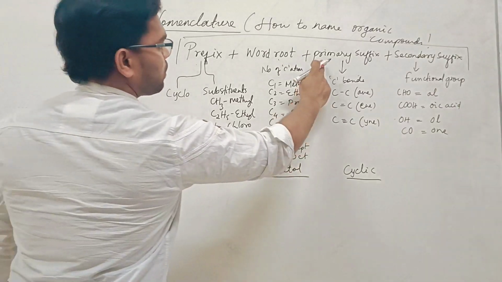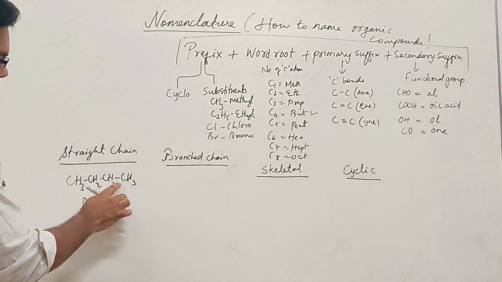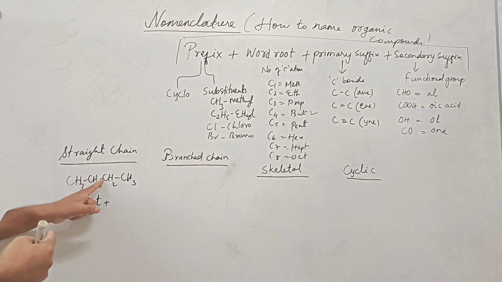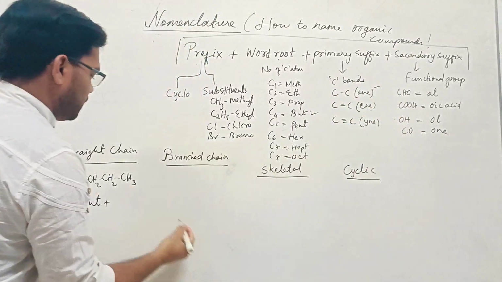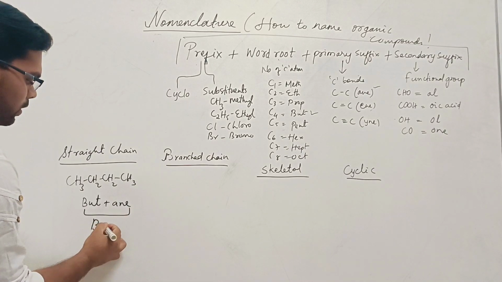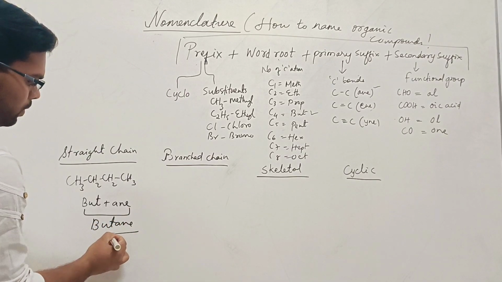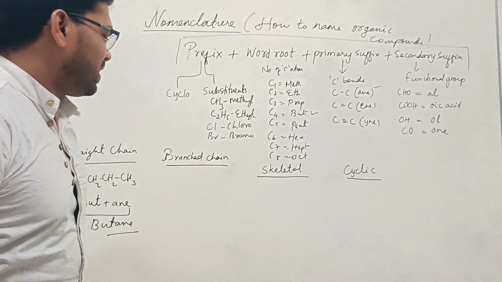Alright, then plus, come to the primary suffix. Primary suffix means how these carbon atoms are bonded together. You can see the single bond. So if carbon single bond, we write N. Alright, so N. So combine it all, the name is going to be butane. So this straight chain compound name will be butane.